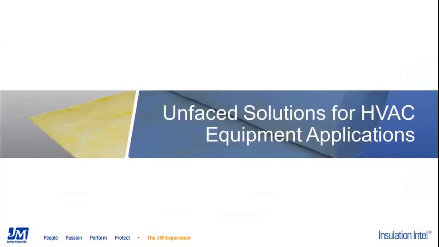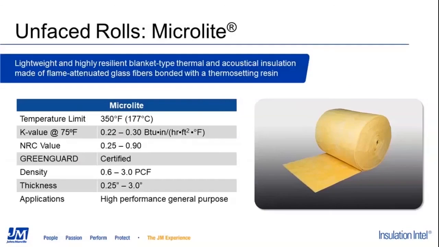Moving on to our unfaced solutions for equipment, HVAC equipment applications. The first product is the matriarch of the portfolio. It's been around forever. It's a high-performance, general-purpose roll product. It has a wide range of density and thickness options. It's a lightweight and highly resilient blanket-type thermal and acoustical insulation made of flame-attenuated glass fibers bonded with a thermosetting resin.